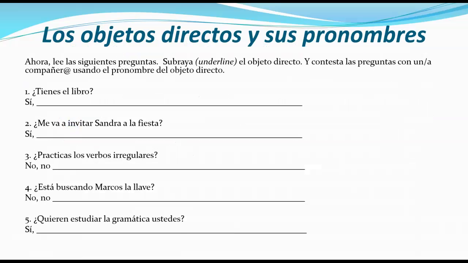Now let's go back to the sheet of paper. On the other side, you have Spanish questions. It says, ahora lee las siguientes preguntas, subraya el objeto directo, contesta las preguntas con un compañero usando el pronombre del objeto directo. So stop the video again. I want you to underline what is the direct object in each question, and then answer the questions using the appropriate pronoun of the direct object. So stop the video.